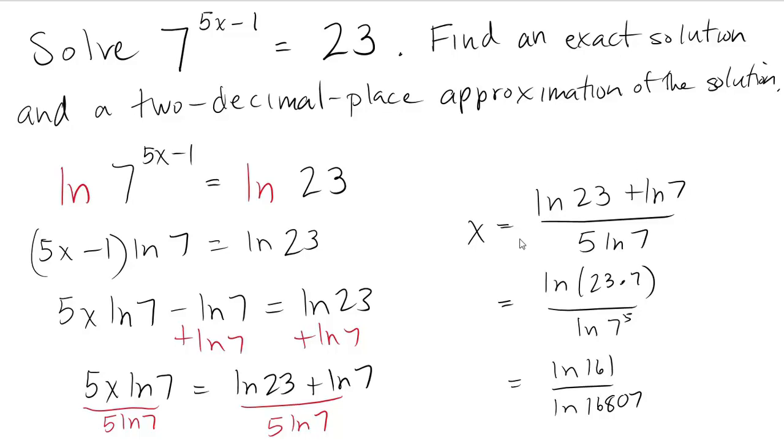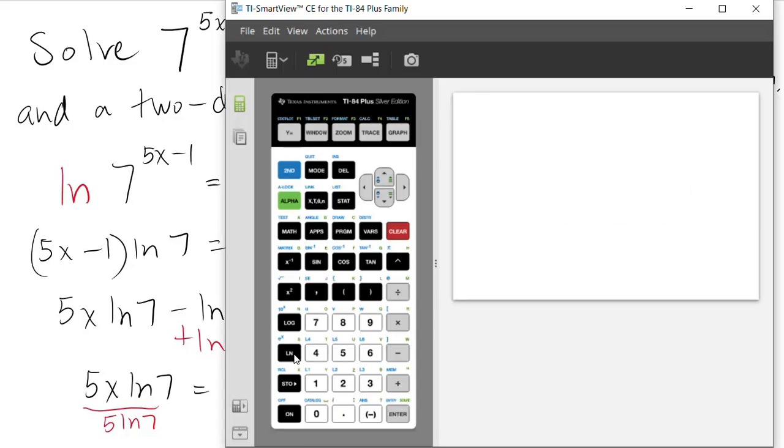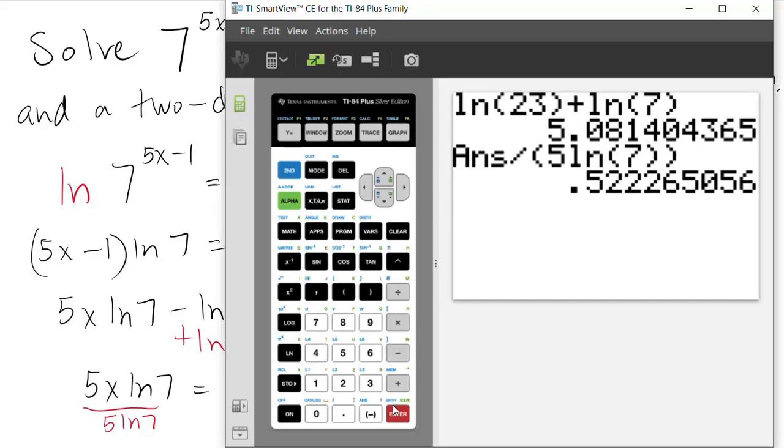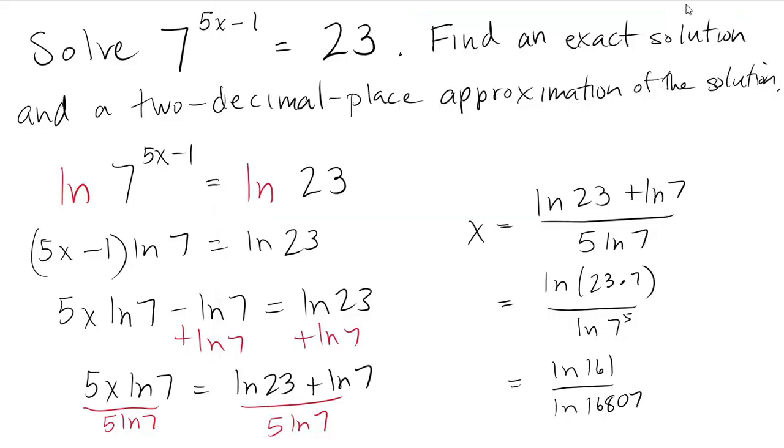What I do want you to do is come up with a 2-decimal approximation of the solution, so I'm going to show you how to type this into the calculator. I'm going to take the natural log of 23 plus the natural log of 7, and I'm going to hit enter on that on its own. Then I'm going to divide that by the quantity 5 times the natural log of 7. And that gives me around 0.52. And there's our decimal approximation.